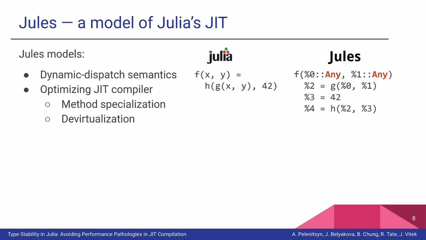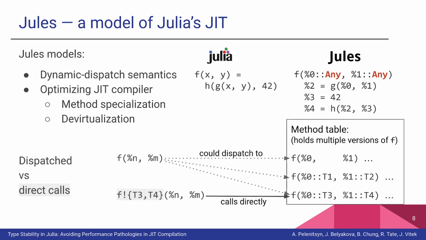First, specialization of methods to concrete argument types at call sites. It produces what we and Julia call method instances. Those are added to a method table that's a part of a program state. Second task is to apply devirtualization in the specialized instances. To describe devirtualization, Jules has two kinds of method calls, dispatched and direct ones. Notice the syntax. The bang and types of arguments distinguish direct calls from dispatched ones. As devirtualization is our main goal, the distinction will play a role. Now let's look closer at the two tasks the JIT performs.